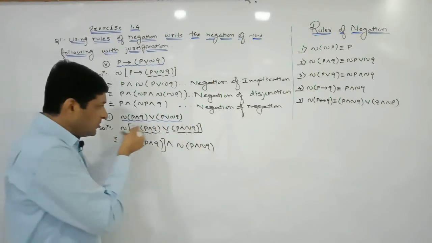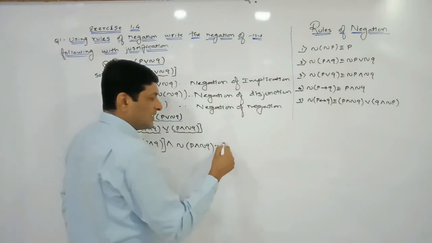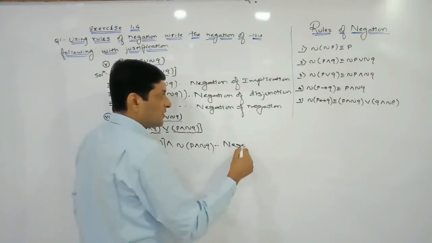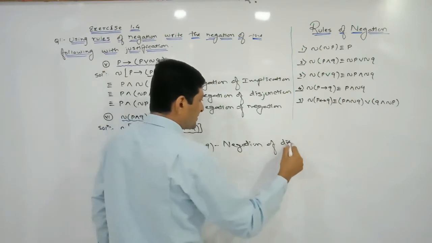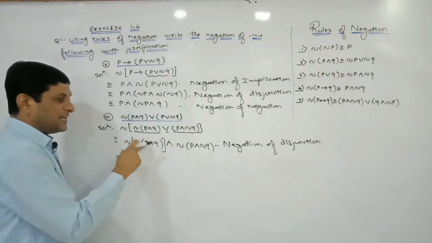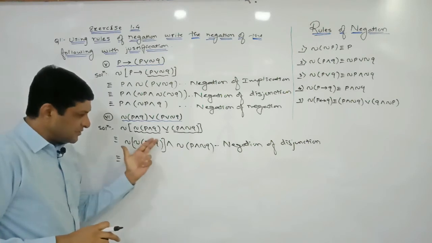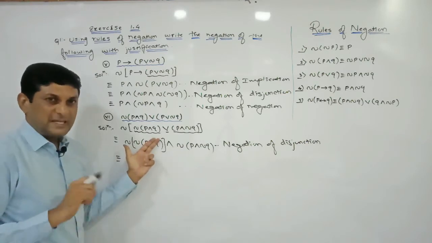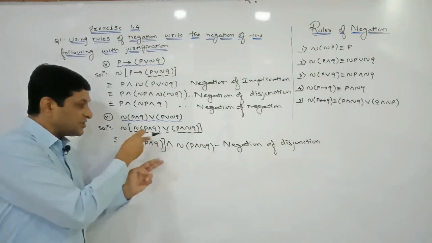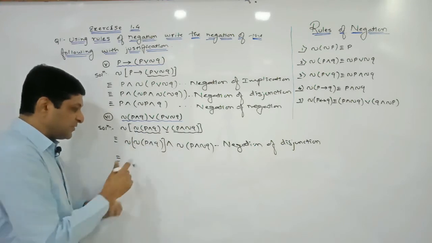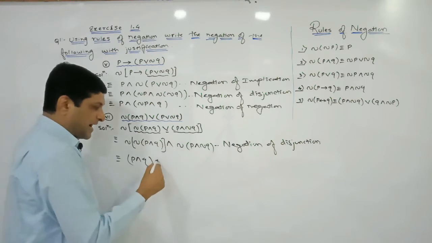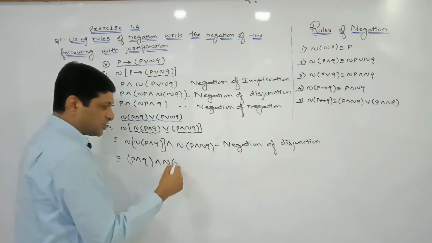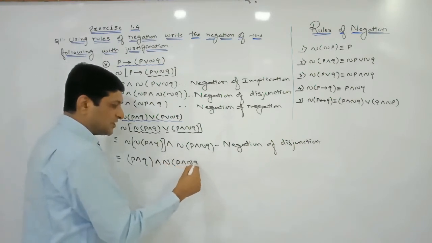Now we have applied negation on or, and or is called as what? Or is called as disjunction. So means we are finding negation of disjunction. Now we are applying negation on this statement. Consider this whole statement as P, and negation of negation P is what? P. P means what we will get here? P and Q. Keep remaining part as it is, and negation of P and negation Q as it is.